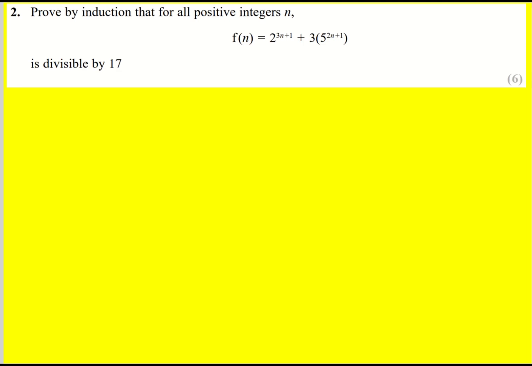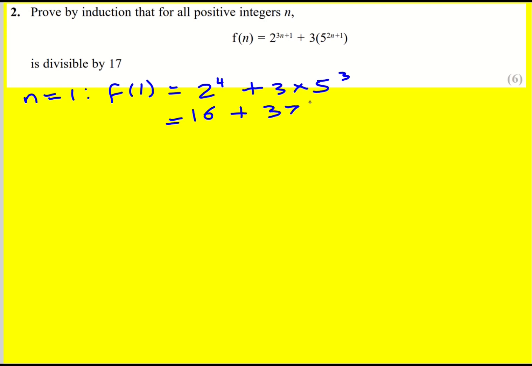By induction, that for all positive integers n, this expression is divisible by 17. So let's start with n equals 1. Then f1 will equal 2 to the power of 4 plus 3 times 5 to the power of 3. Well, that is 16 plus 3 times 125, that's 375, which ends up being 391, which, if you just divide by 17 in your calculator, you'll get 23. So it's 17 times 23. Okay, this is true.